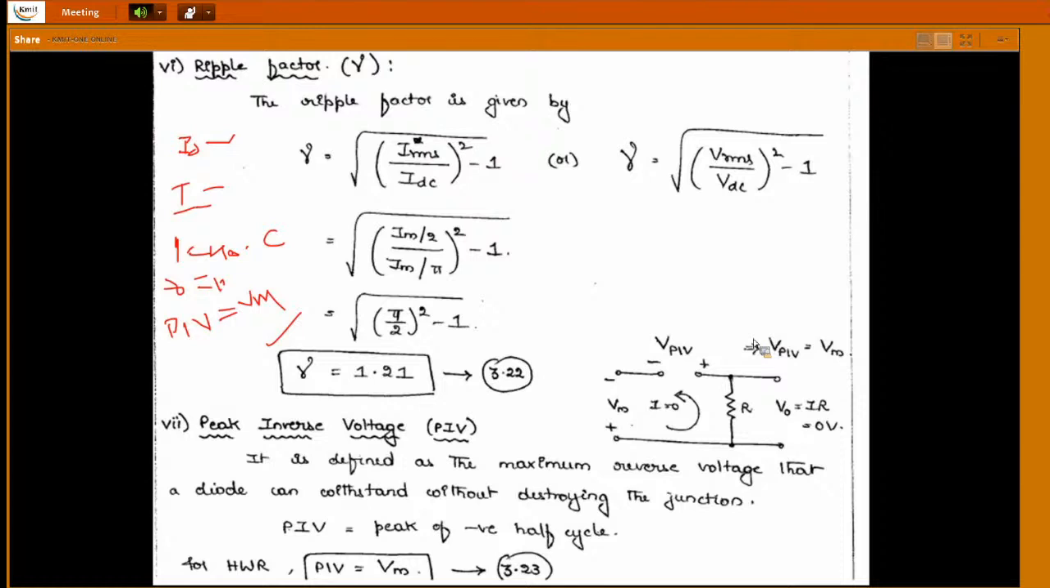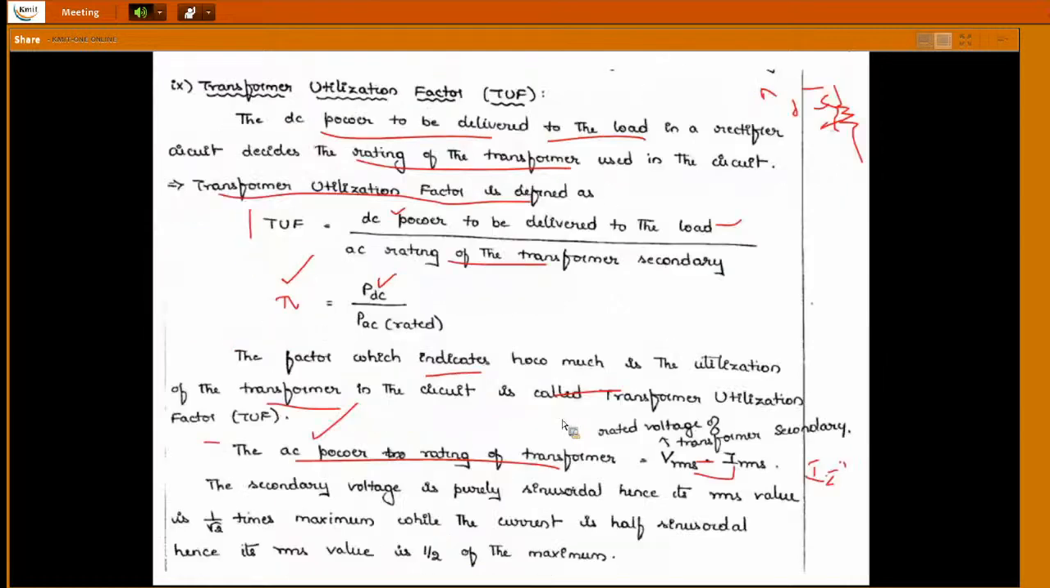The ripple factor is given by the square root of (RMS current to the DC current) whole squared minus 1. The ripple factor is 1.21 for the half wave rectifier, and the peak inverse voltage of the half wave rectifier is Vm. These are the two things I had not covered at the time of the summary.